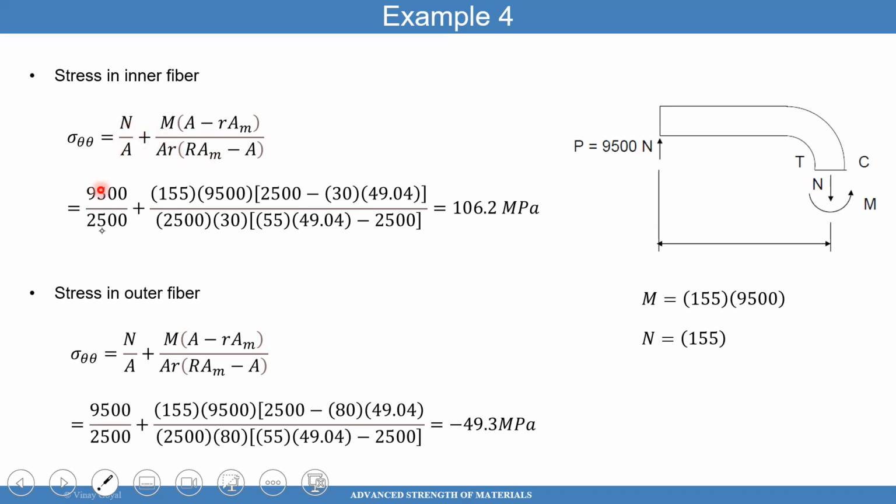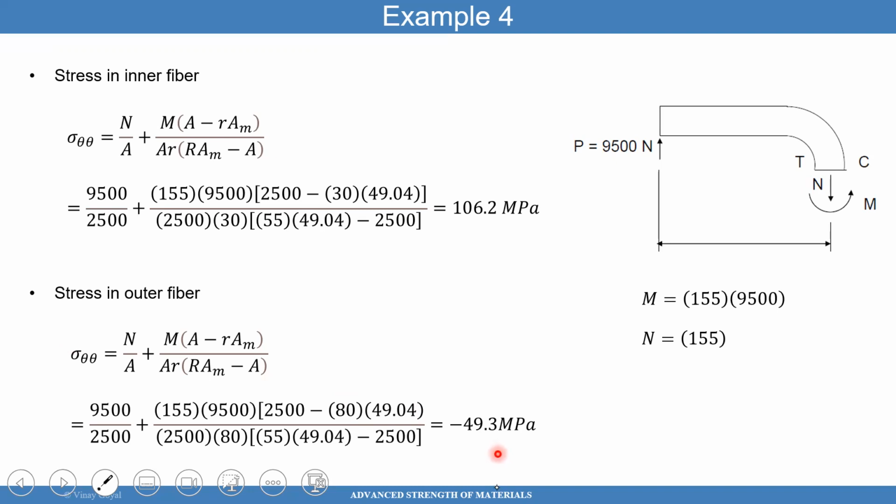The axial force is given to you, 9,500. The area is given to you, 2,500. And just plug in all these values, and then you get the stress in the inner fiber. For the outer fiber, for R, select 80 instead of 30, because 30 is the inner fiber, while the outer fiber is 80. So plug that in, and then do the calculation to get negative 49.3.